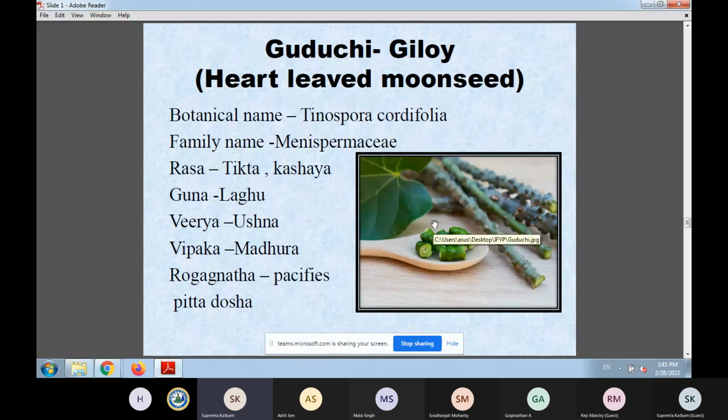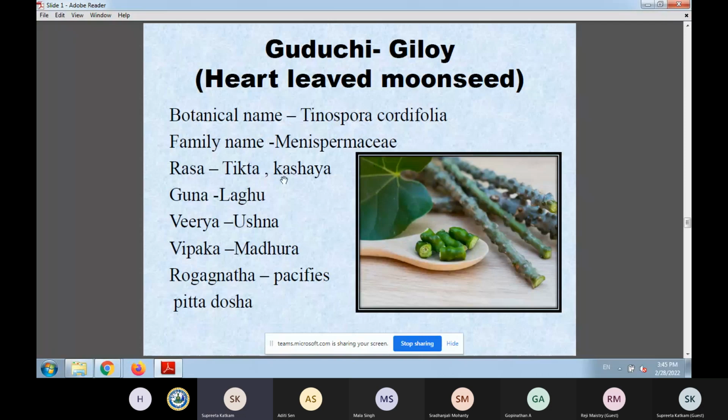For people with repeated upper respiratory tract infections, drink guduchi water. For people with loss of appetite, guduchi water. For people with fever, guduchi water. Long-standing fevers, guduchi water. It is one of the best medicines, and you are able to grow it in your garden.